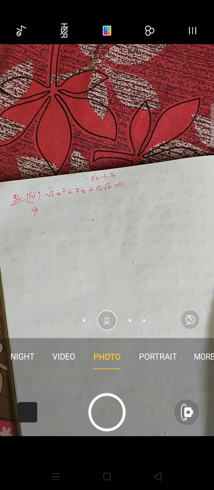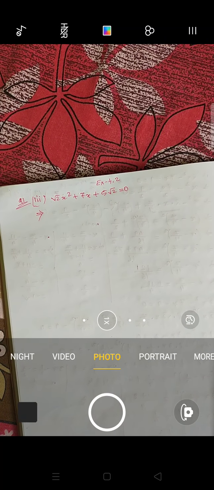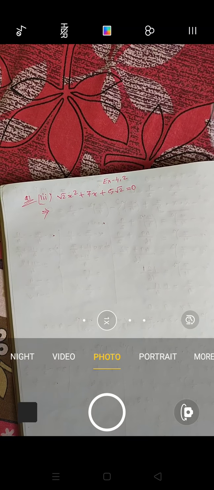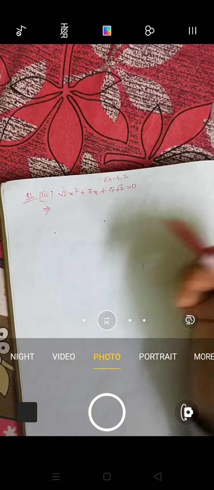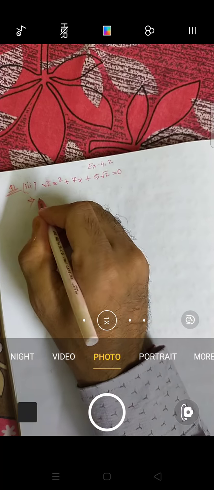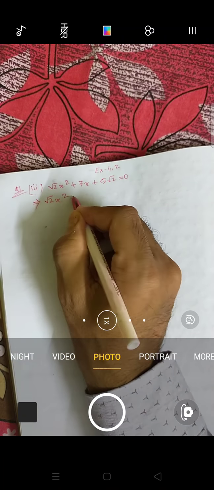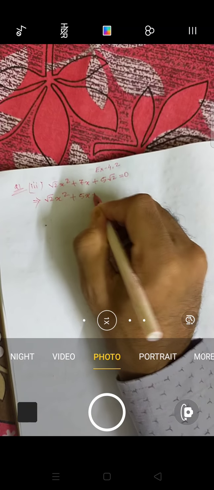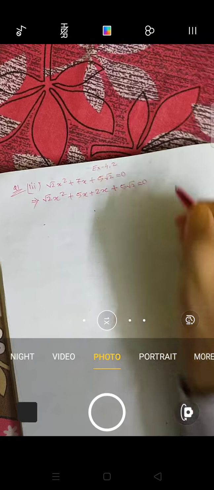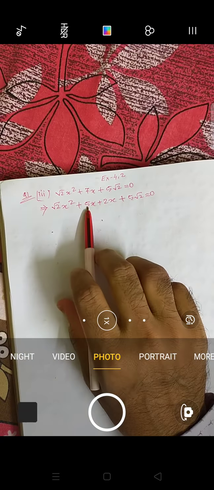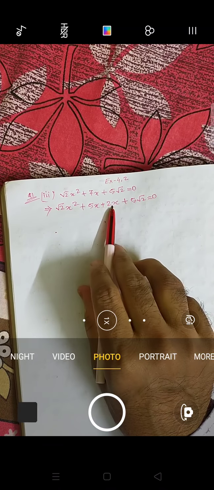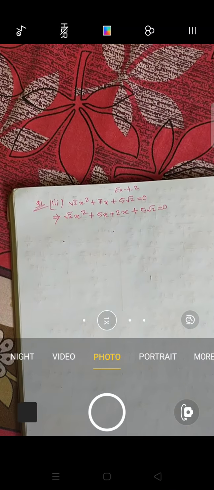So when you multiply, what do you get? 10x square, and if you take the prime factorization of 10, you will have 5 and 2. So 5 plus 2 is 7, we are getting it directly. We can do it in our head directly. So we can write root 2 x square plus 5x plus 2x plus 5 root 2 equals 0. Now you can see that if you add these, you have 7x, and if you multiply them, you have 10x square.